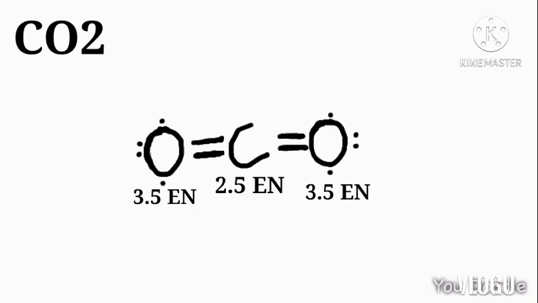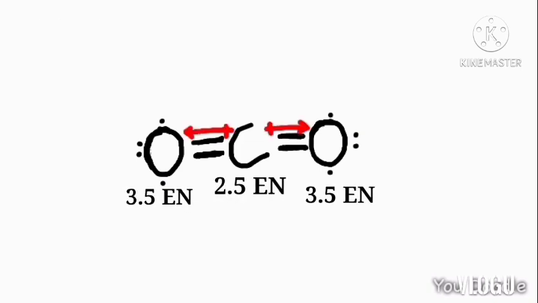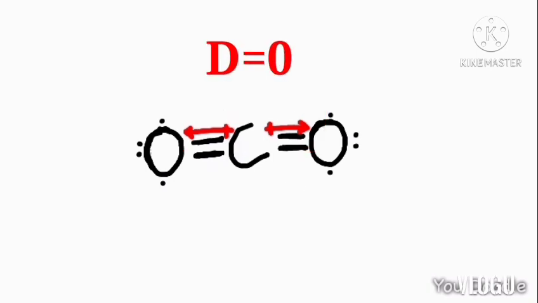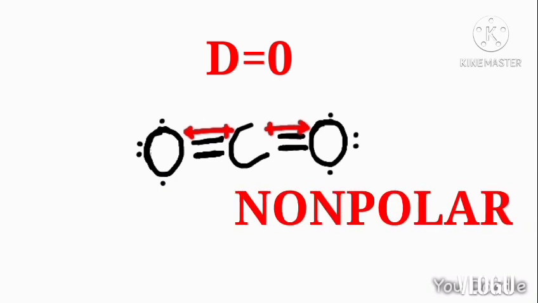Carbon has 2.5 electronegativity while the oxygen has 3.5 electronegativity. Since oxygen is more electronegative than the carbon, the oxygen will pull the electrons from carbon toward itself, showing the dipole moments that are opposite to each other, hence cancelled out, having a zero dipole moment. Thus, carbon dioxide is a nonpolar.